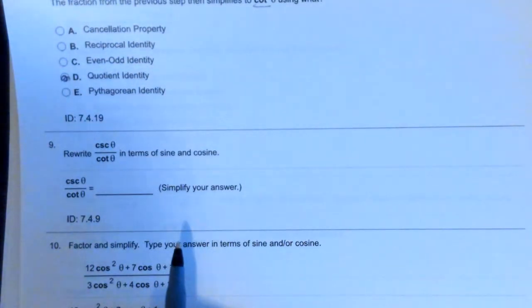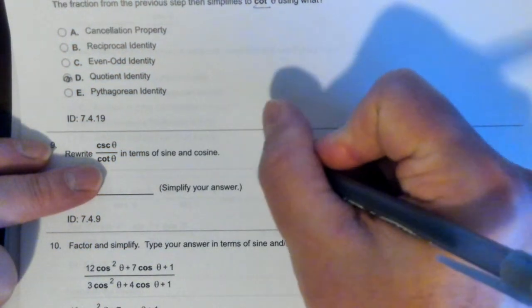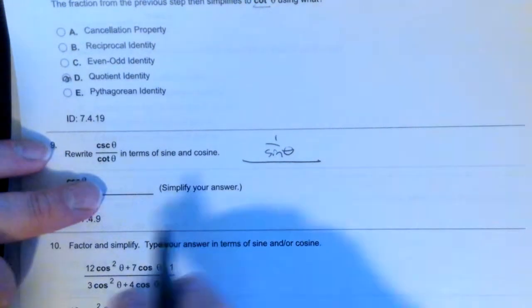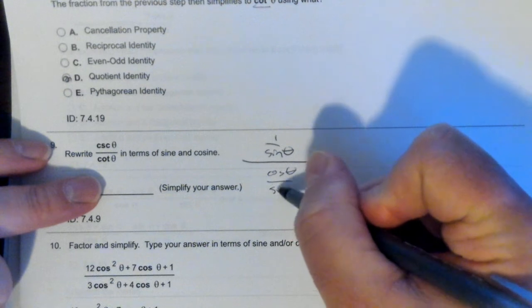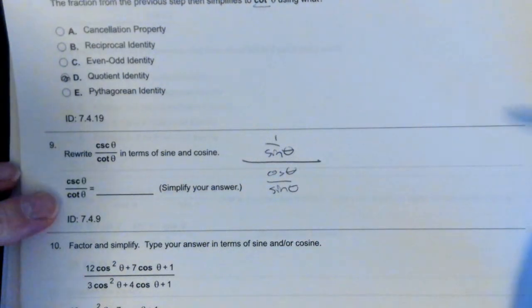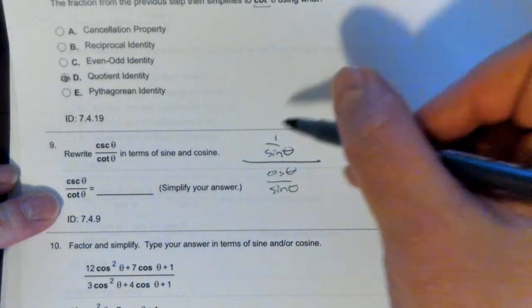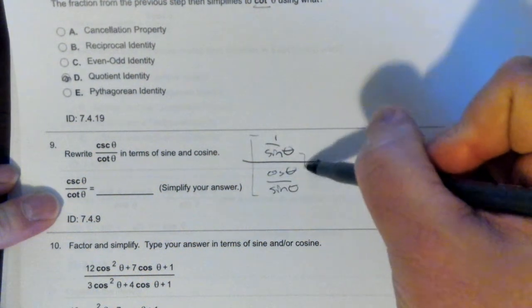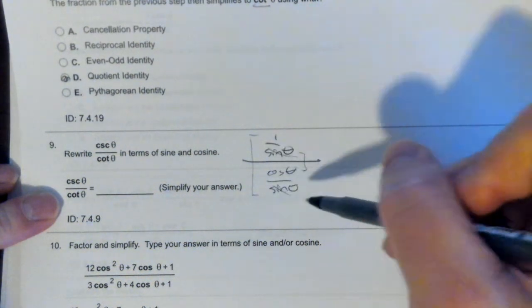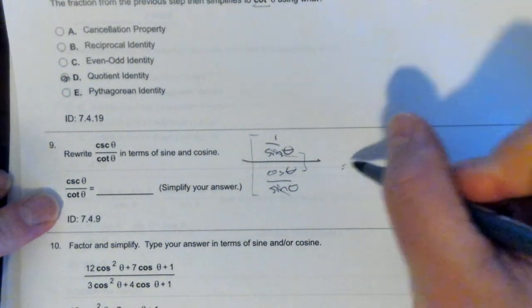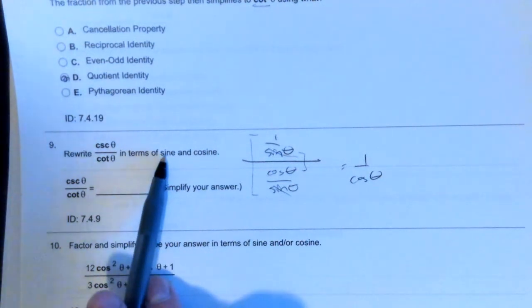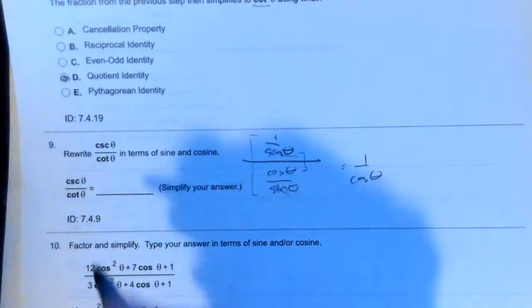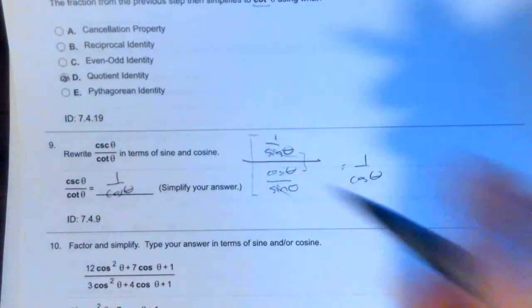Okay, number 9, this one, cosecant is 1 over sine, and cotangent is cosine over sine. And so then you're multiplying your outsides and insides. In other words, your sines are going to cancel, so you get 1 over cosine. And it says rewrite it in terms of sine and cosine, and so that's all you get. Don't change it to secant.